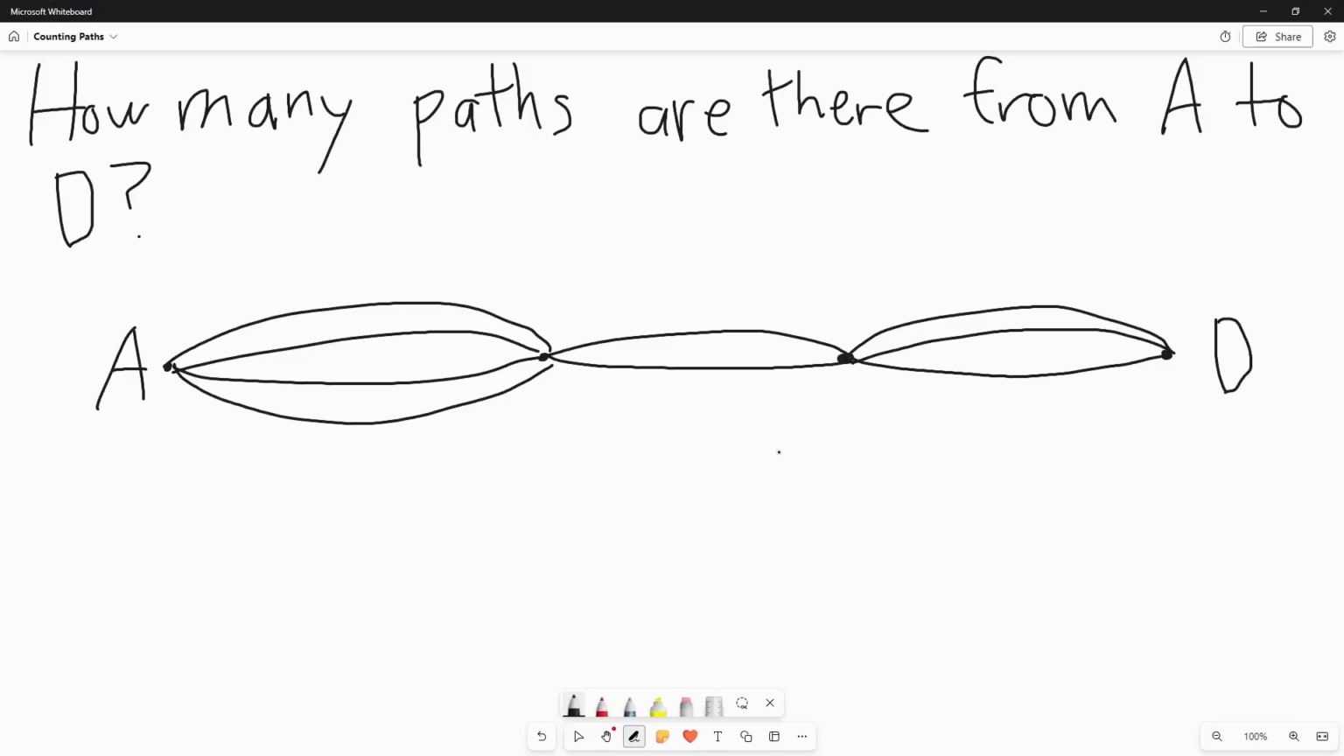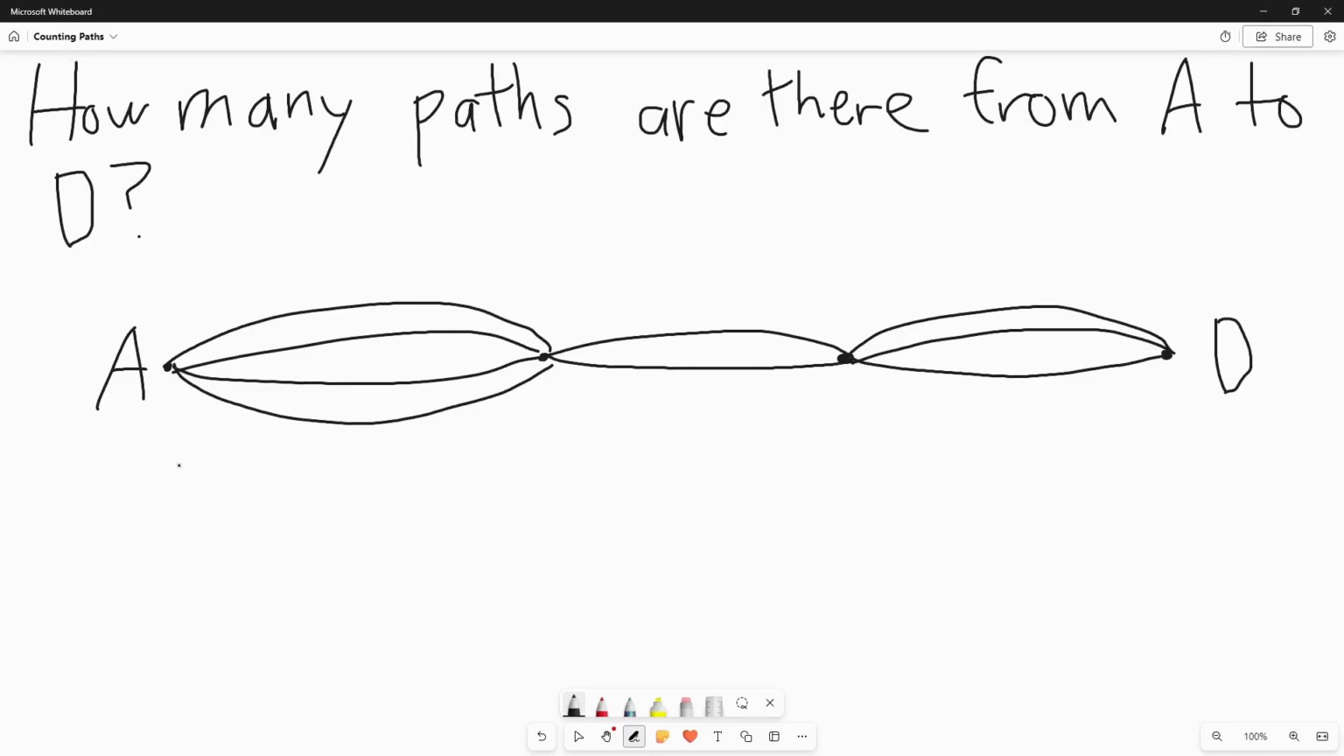Now let's get into some practice problems. If you think you know how to do this one, then pause the video and try it. But this one asks, how many paths are there from A to D? And as you can see, from each point to the next point, there's only 1 possible way to go. So this means we just need to calculate all of the possible ways you can go from one point to the next, and then multiply all of them together.